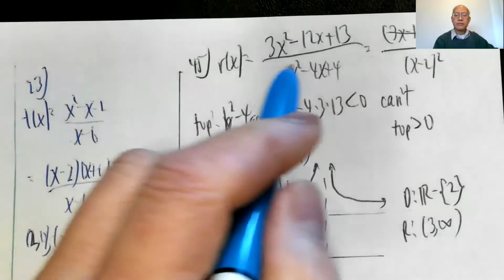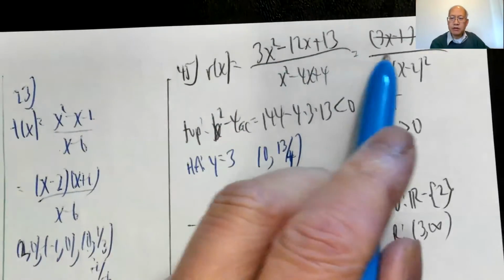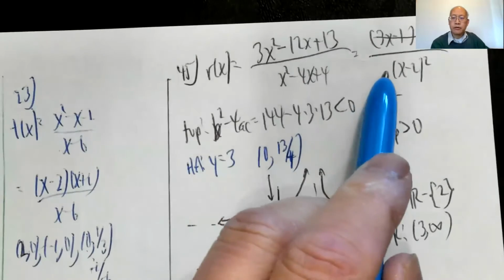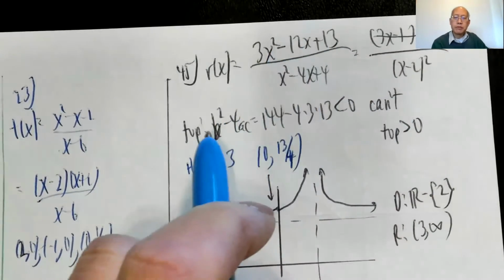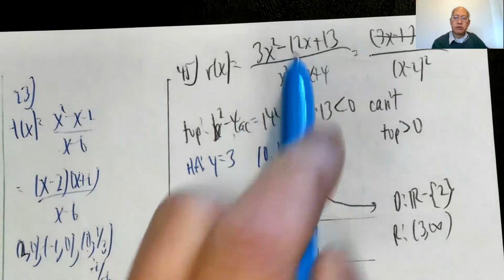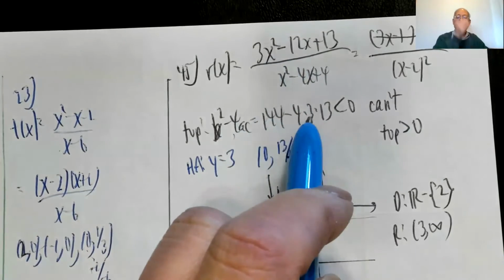Okay, 45. We have this, which cannot be factored. You try it, it doesn't work. Over x minus 2 squared. The top, if I tried the quadratic formula, b squared minus 4ac, b squared is 144 minus 4 times 3 times 13. That's less than 0.